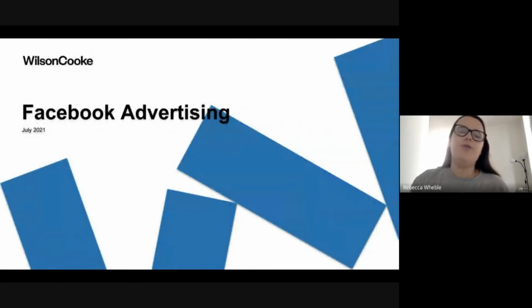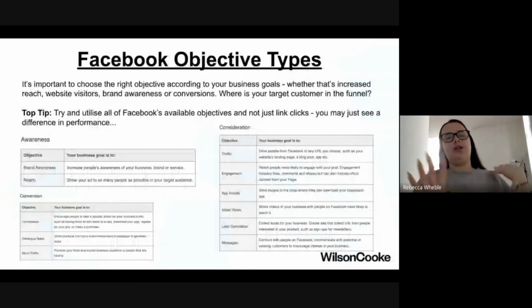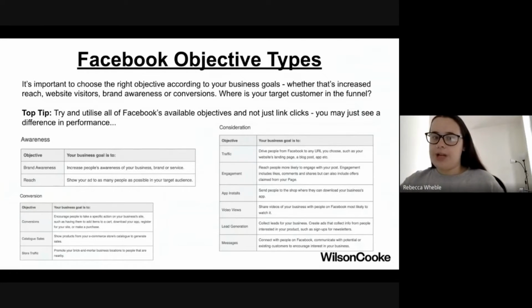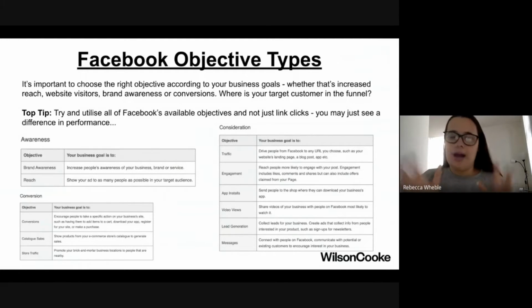So I just wanted to move on to Facebook advertising first. I just wanted to run through a quick overview of the Facebook objective types. As you can see, there's a lot of objective types based on what you want. So as mentioned before, it's important to choose the right objective according to your business goals, whether that's increased reach, website visitors, brand awareness, or conversions. Where is your target customer in the funnel? Where do we want them?